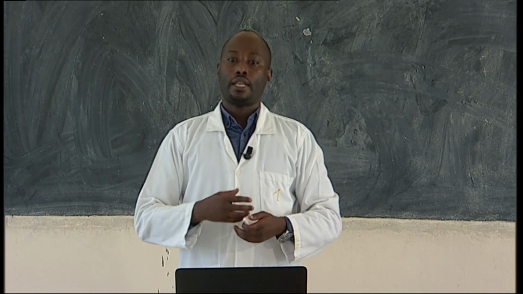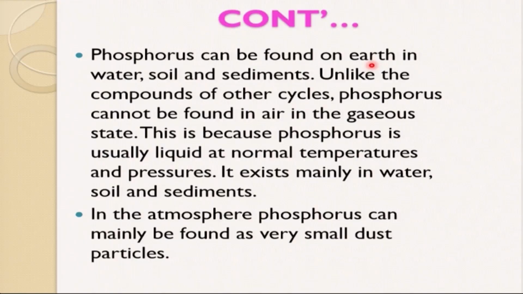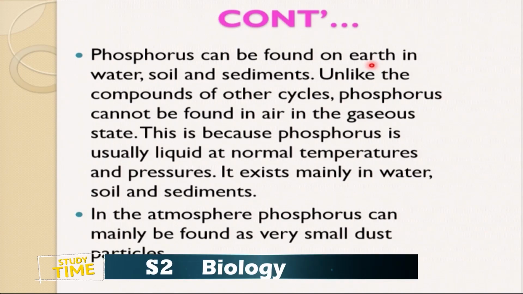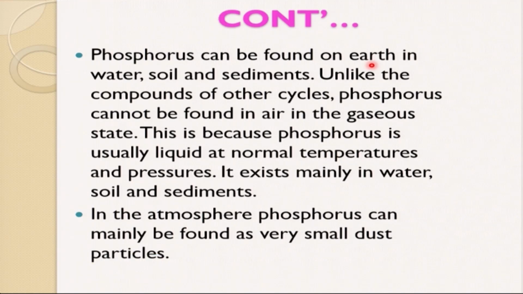Unlike compounds of other cycles, which are normally found in the atmosphere, for example carbon dioxide and nitrogen, phosphorus cannot be found in air in a gaseous state. This is because phosphorus is usually liquid at normal temperature and pressure. It exists mainly in water, soil, and even sediments. In the atmosphere, phosphorus can mainly be found as very small dust particles.